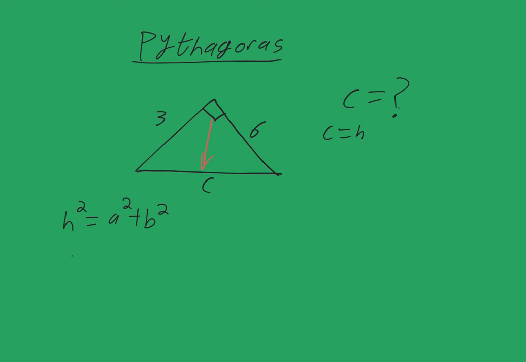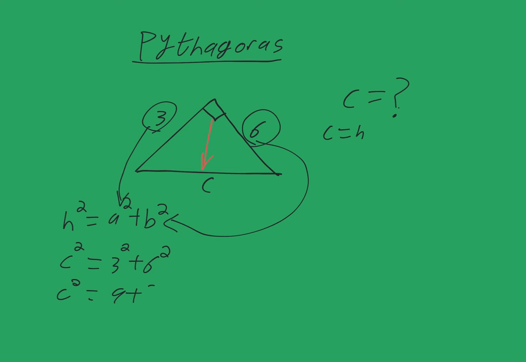Okay, so we can rewrite this just as C squared is equal to, we can put 3 in the place of A and 6 in the place of B. 3 squared plus 6 squared, so C squared is equal to 9 plus 36, which is 45. So then we have that C squared is equal to 45. We take the square root, and C is equal to the square root of 45.